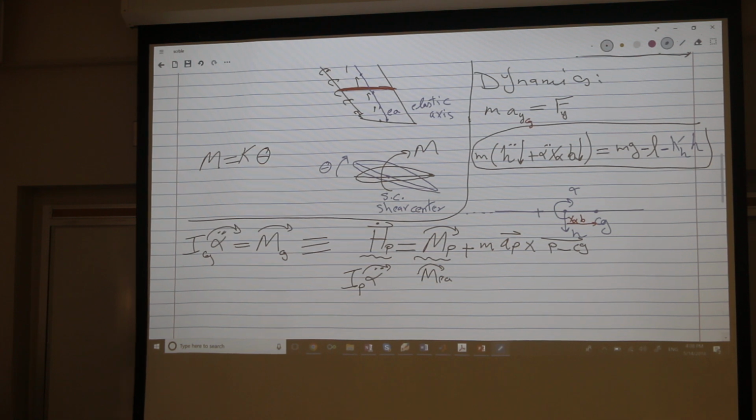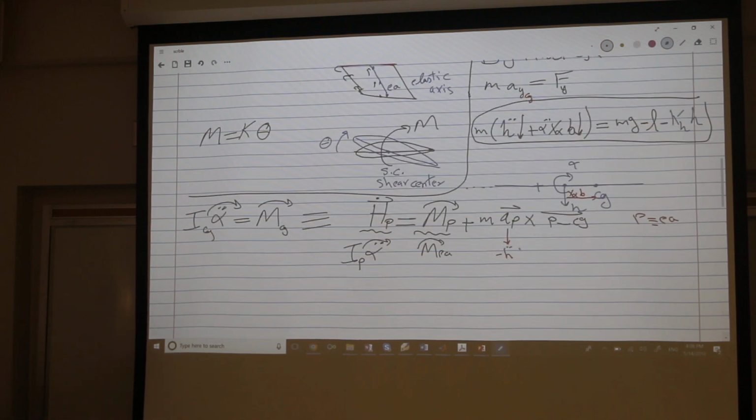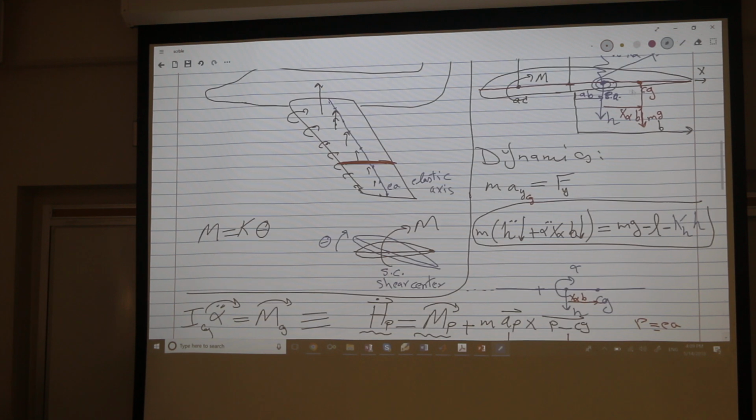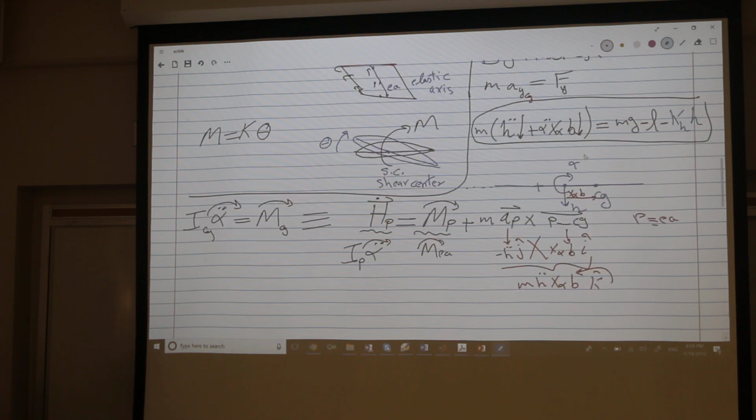Let's get this term. What is the acceleration of the point P? The point P is the elastic axis. We'll take P as our elastic axis. What is the acceleration of that point? So this blue point, what's the linear acceleration of it? Minus h double dot. Very good. It's minus h double dot in the j direction, cross what's the vector between the point and the CG? Well, it's x alpha b in the i direction. And here's the cross. So if you do j cross i, this is m h double dot x alpha b in the k direction.